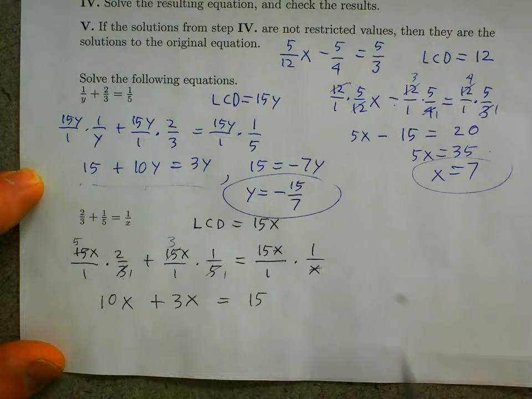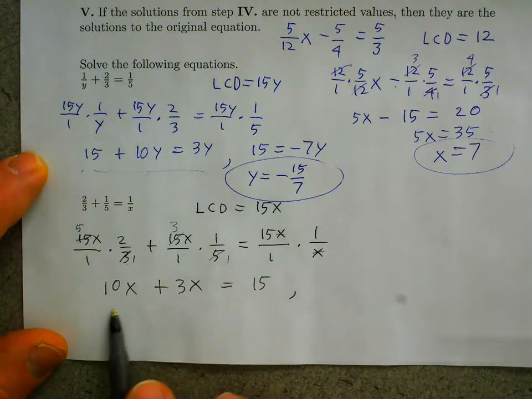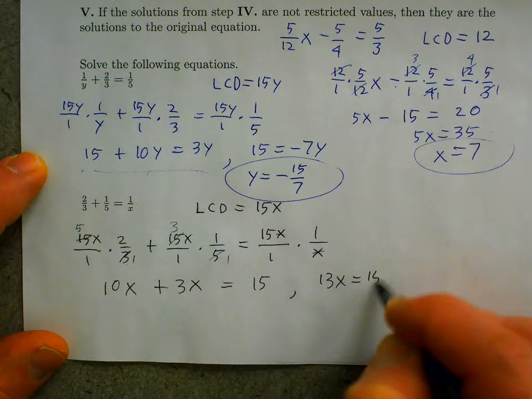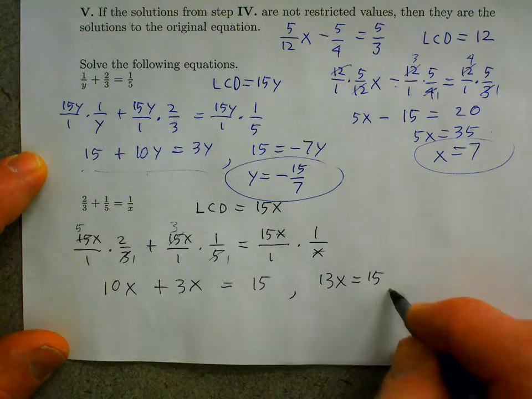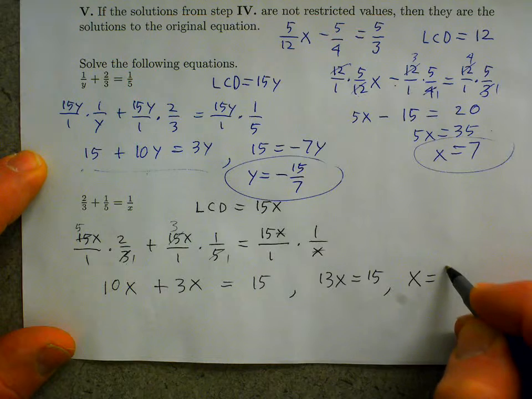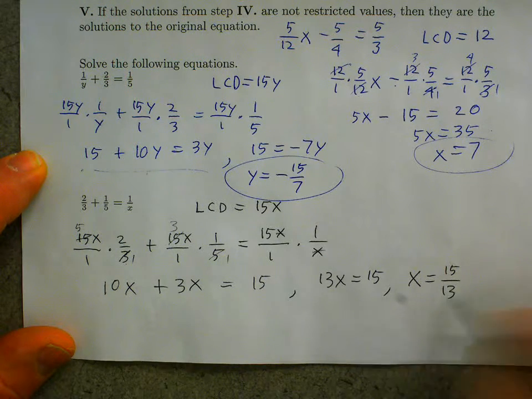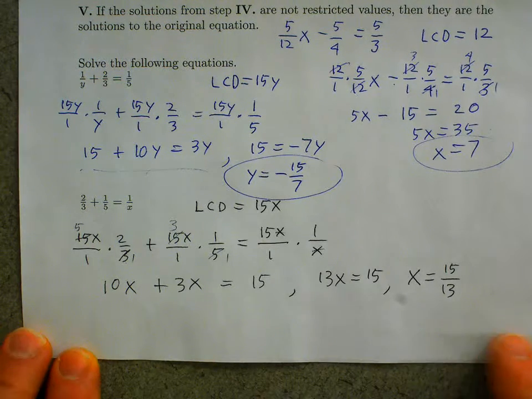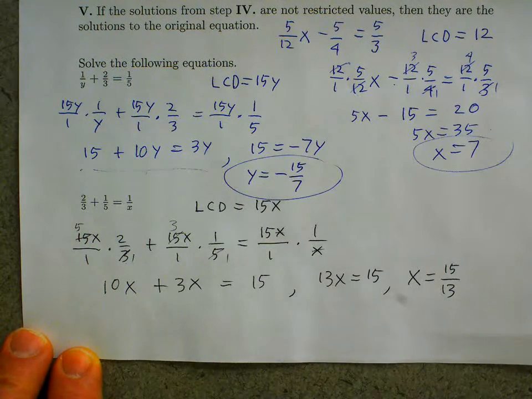The resulting equation is simple to solve. First, we add 10x plus 3x to get 13x equals 15. And then divide both sides by 13. The solution is x equals 15 over 13. Okay, that's one way to do it. So we'll focus on that method for a few more complicated ones.